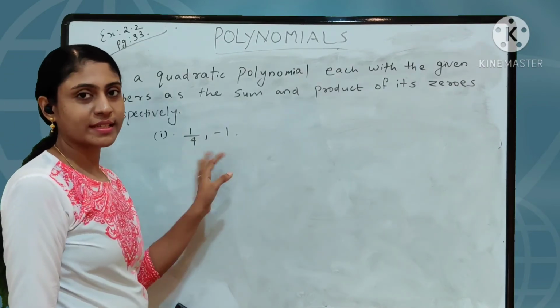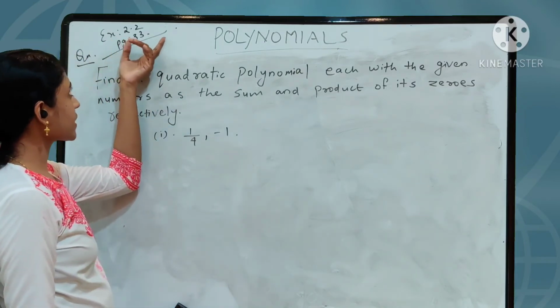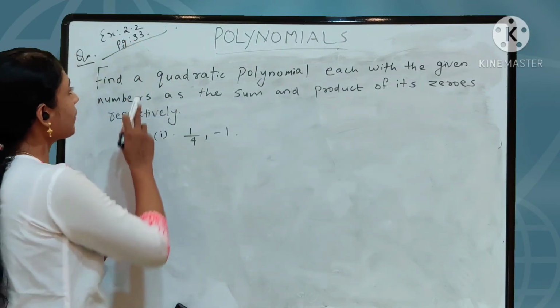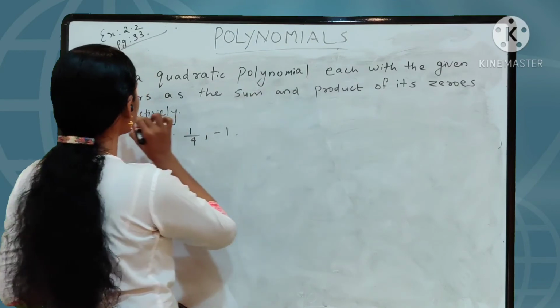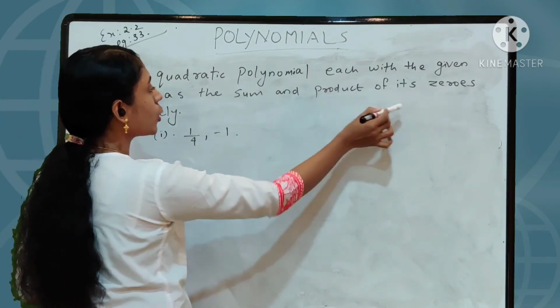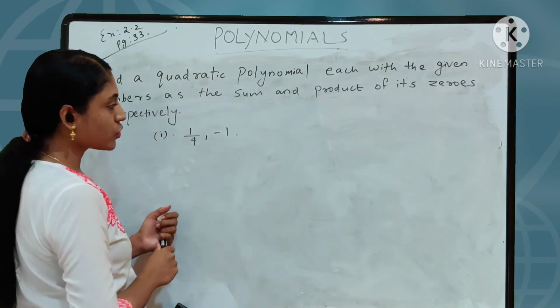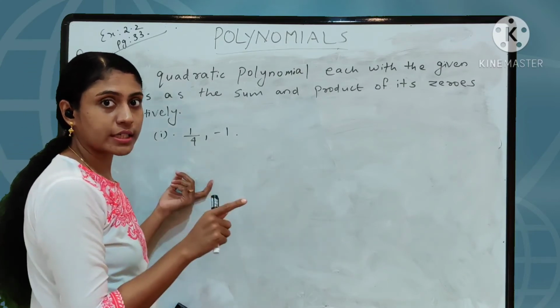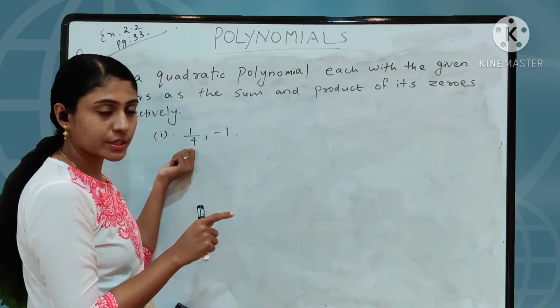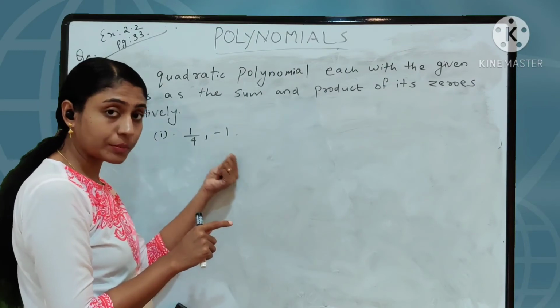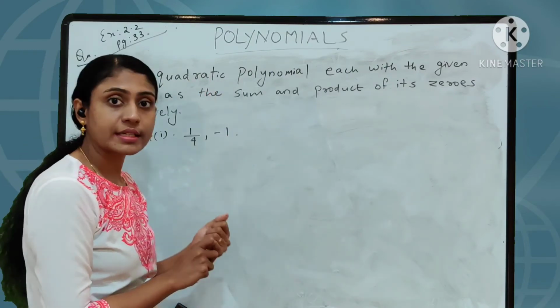Now we can move on to the next type of question, the same exercise 2.2, page number 33. Find a quadratic polynomial each with the given numbers as the sum and product of its zeros respectively. So here we have to find a quadratic polynomial. We know the sum of the zeros and the product of the zeros. From that we have to find the quadratic polynomial.